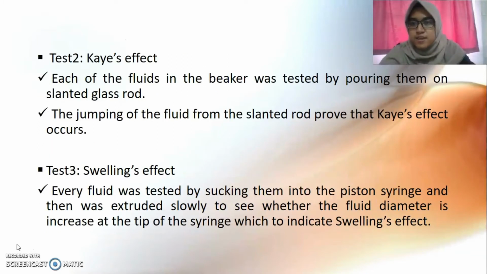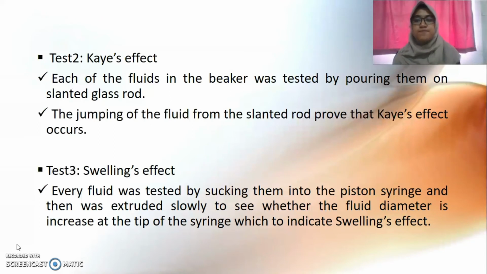For the second test, which is to test the Kaye effect, each of the fluids in the beaker was tested by pouring them on a slanted glass rod. The jumping of the fluid from the slanted rod proved that the Kaye effect occurs. And lastly, for test 3, which is the swelling effect, every fluid was tested by sucking it into the piston syringe and then extruding it slowly to see whether the fluid diameter increased at the tip of the syringe, which indicates the swelling effect.